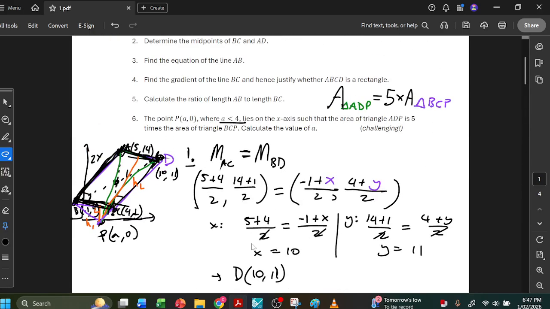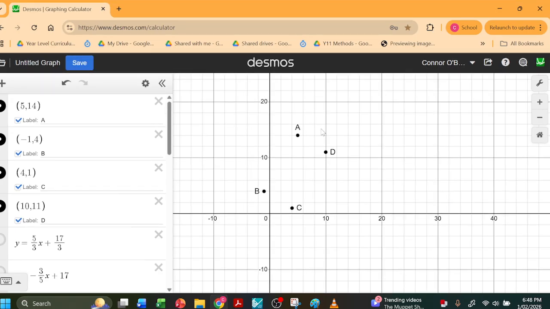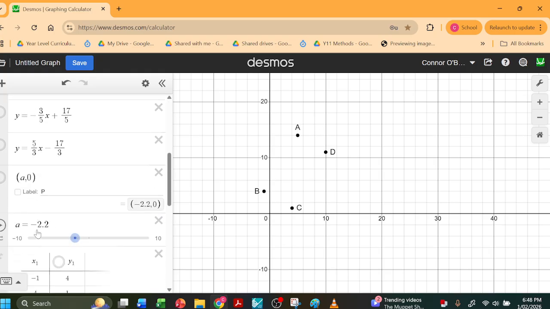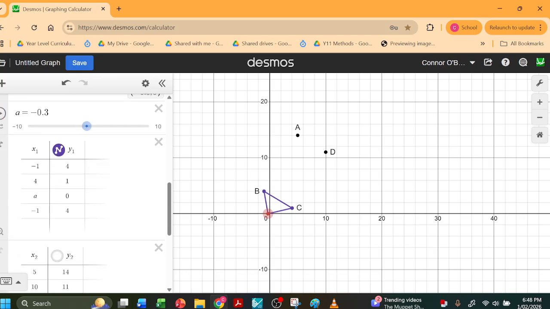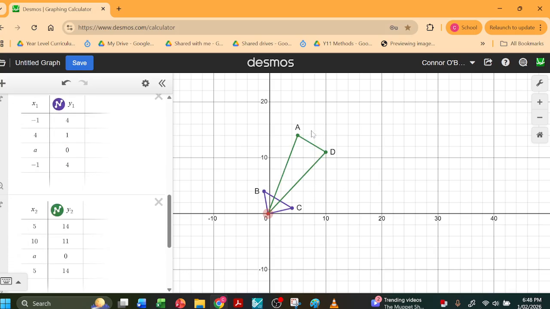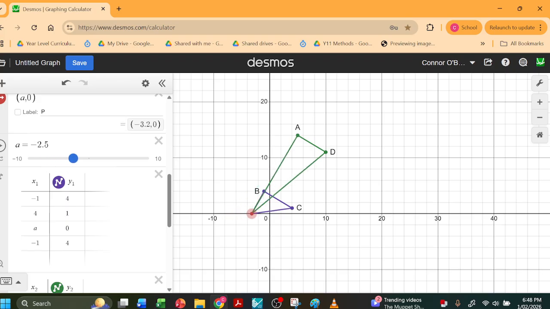All right, so from here I'm going to switch over to Desmos, and we're going to see how we can approach the rest of this question. Let me just bring this up for you. So here I've put in those 4 points, A, B, C, and D. I'm also going to label that point P, somewhere on the x-axis, defined by this coordinate A. We're trying to figure out the coordinates such that the area of that green triangle is 5 times the area of the purple triangle. So we're trying to find which coordinate A makes that statement true.